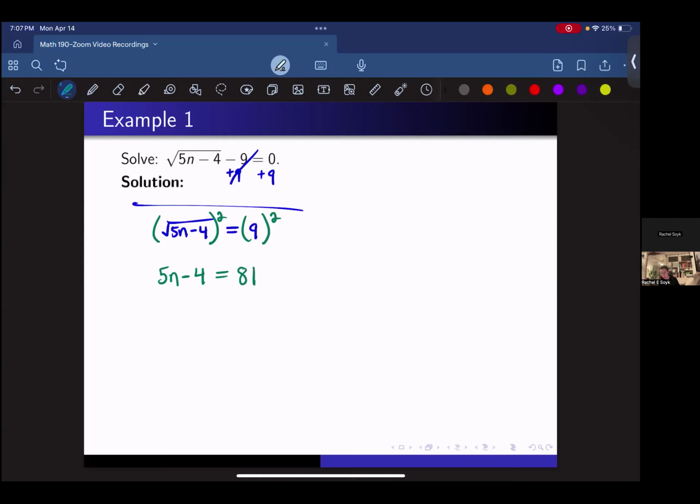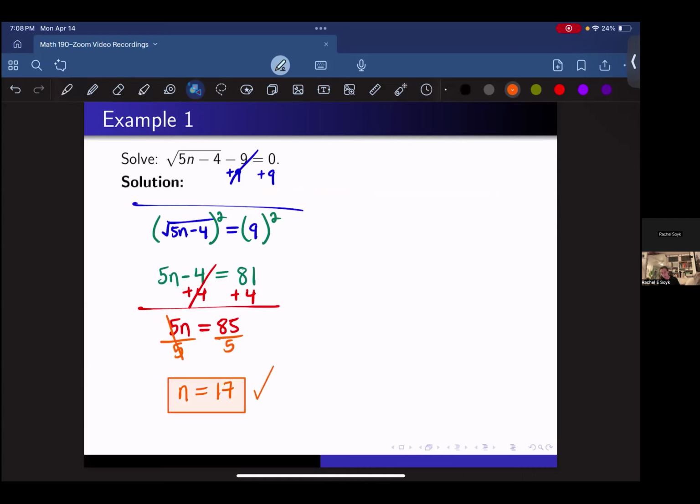So now it's just like solving a regular equation with one variable. Combine some like terms, adding 4 to both sides. And then the opposite of multiplication is division, so we're going to divide both sides by 5 so that we get our final result to be n is equal to 17. Now, last but not least, let's check our work.